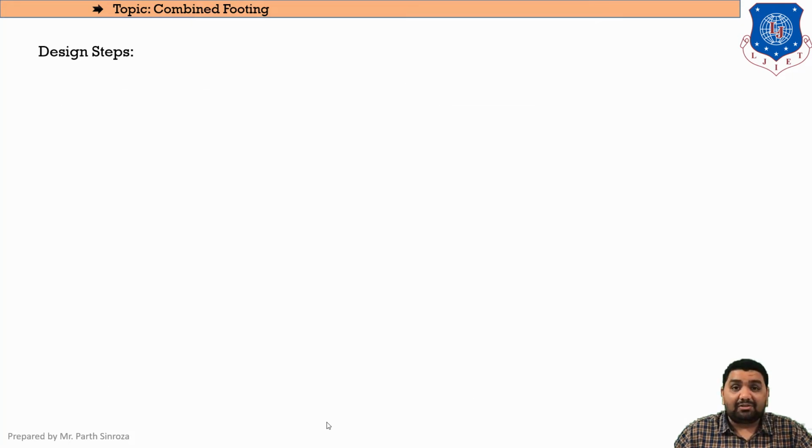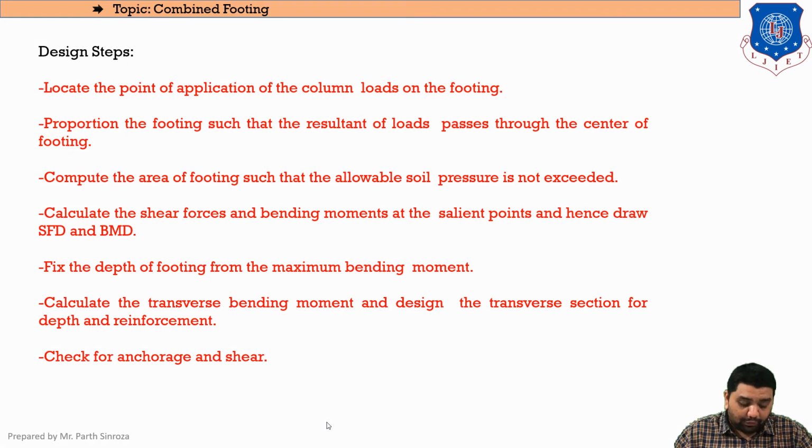And these are the design steps that are asked in your examination. So we'll be looking first to locate the point of application of column loads on the footing. Second, proportion the footing such that the resultant of loads passes through the center of the footing. You need to keep in mind that the resultant force will be passing through the center of the footing, because we will be considering a combined footing.